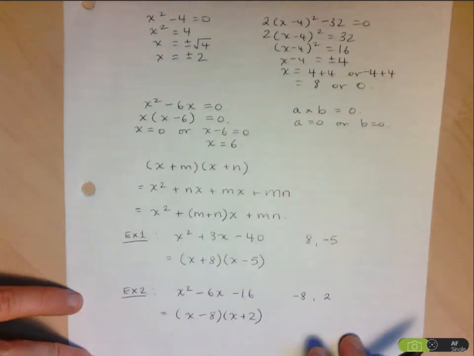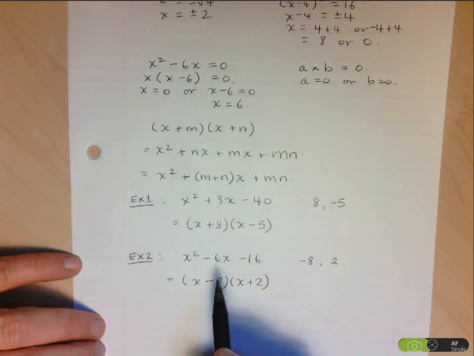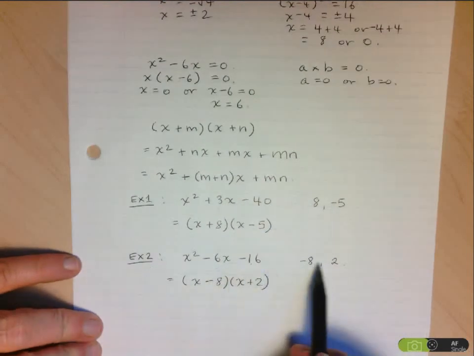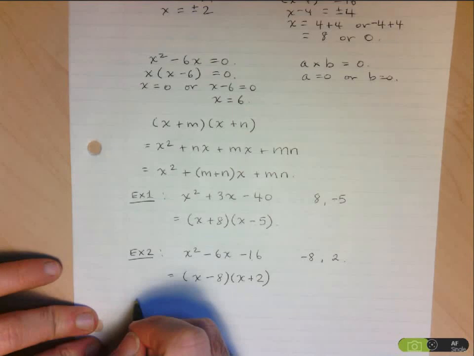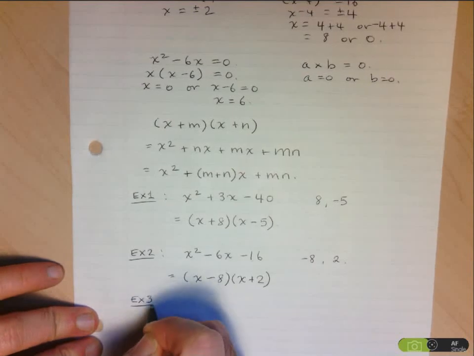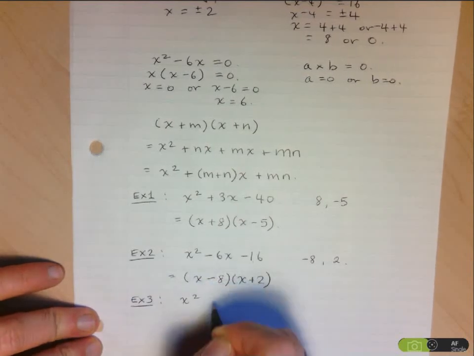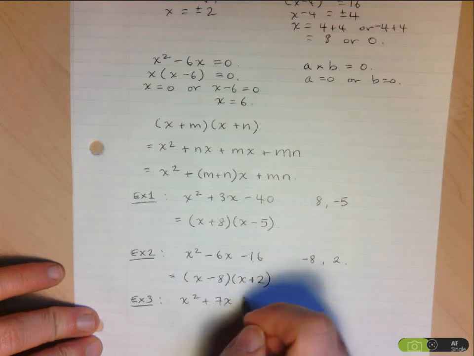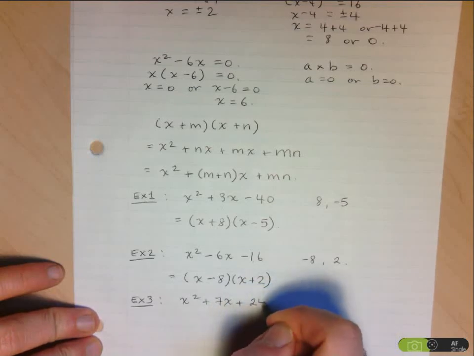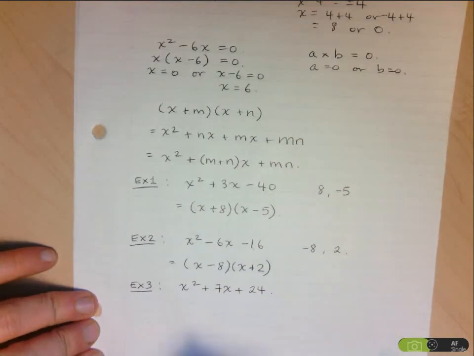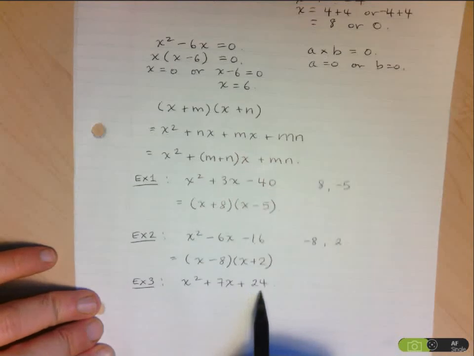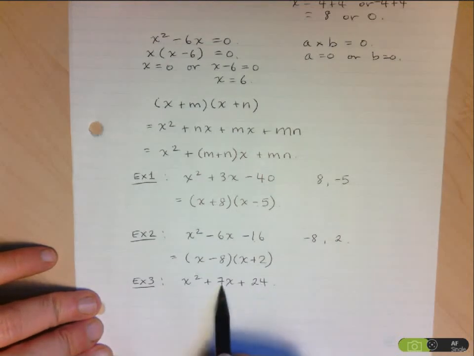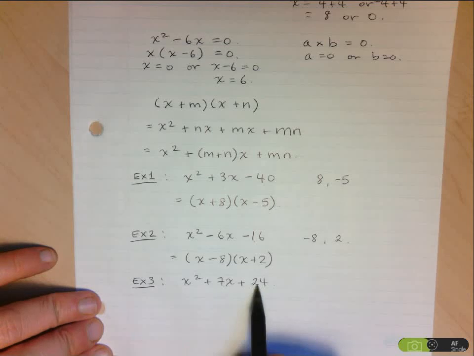Now keep in mind that this all was dependent on actually being able to find these two numbers. If we, as a last example, take a look at x squared plus 7x plus 24. Well, let's take a look at all our factors of 24. So 1 and 24 won't help us get to 7. 2 and 12, again, won't help us get to 7. 3 and 8 still won't work. 4 and 6, not going to happen.